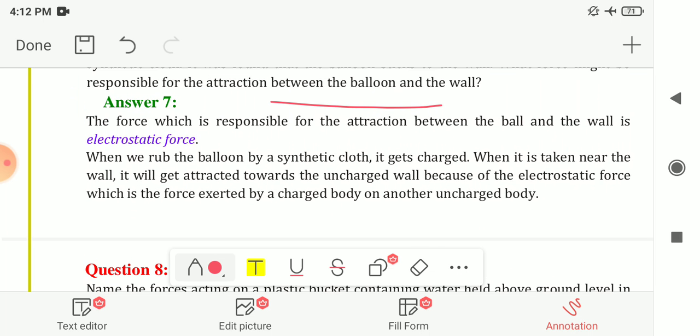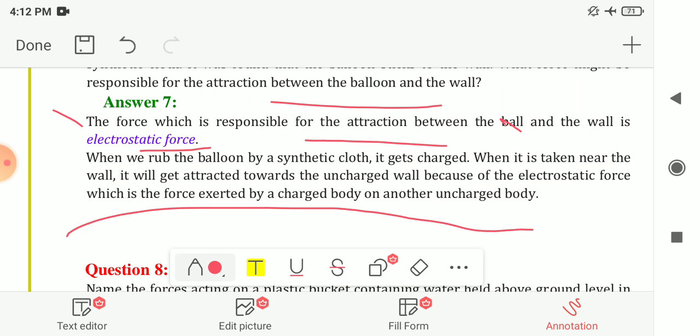So the force which is responsible for the attraction between the balloon and the wall, the force acting over there is electrostatic force. Why is it occurring there, or why is this force acting over there?